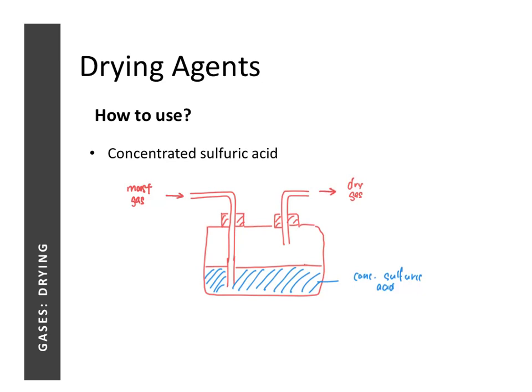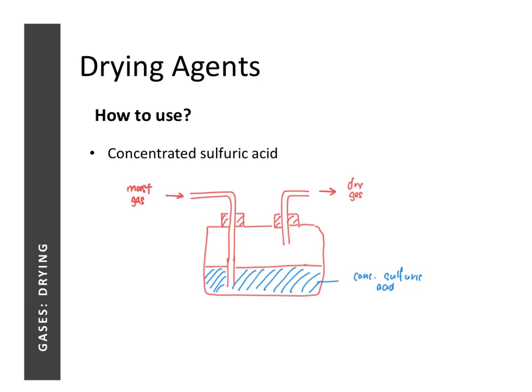Now that we have looked at what drying agents are there and which one to use, the last thing that we'll look at is how do we use each one of them. So we'll start with concentrated sulfuric acid. To use concentrated sulfuric acid, we need an experimental setup as shown.